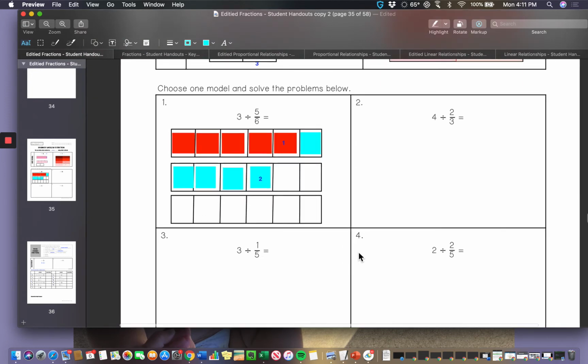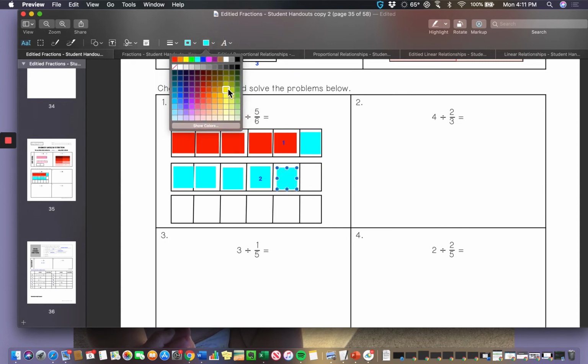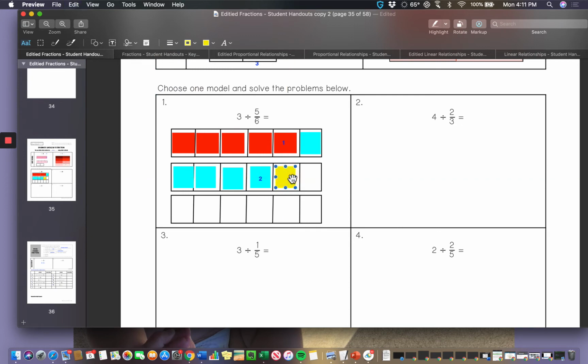And I could keep going like that. Let's see if we can keep going. I'm going to choose a different color here. Let's choose this nice yellow. 2, 3, 4, 5. Alright, so now I've shaded in 1, 2, 3, 4, 5. It's going to give me another set of 5, 6. So that is my third set total.